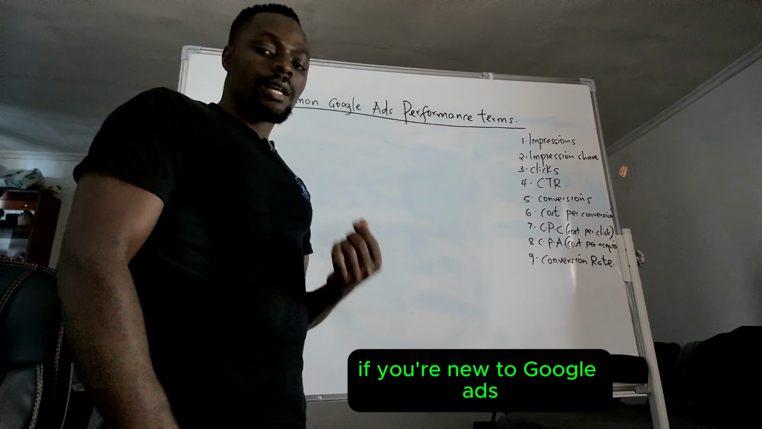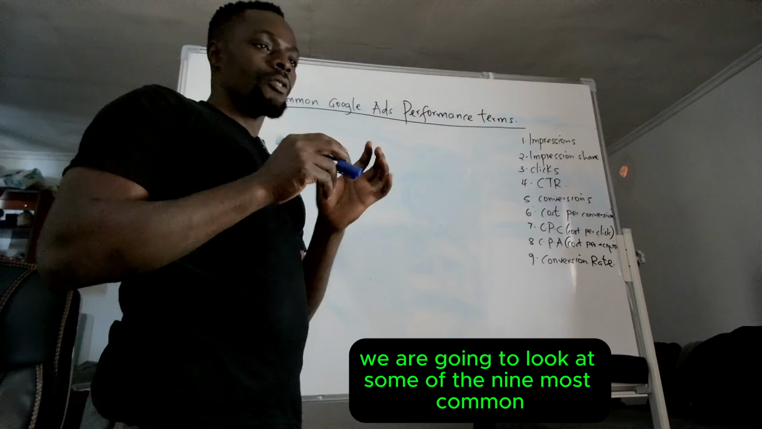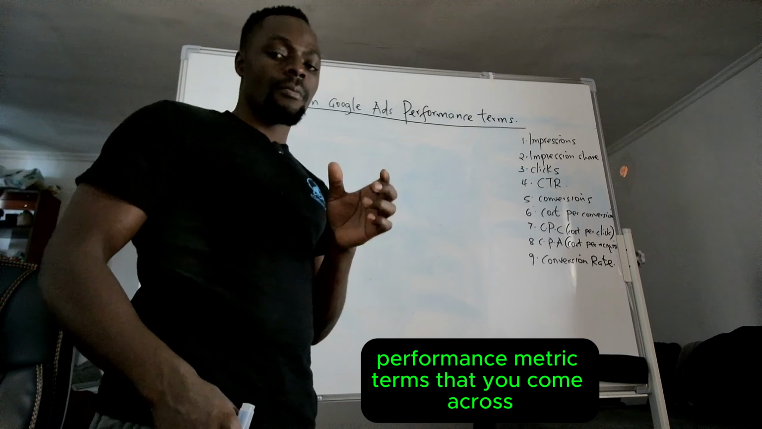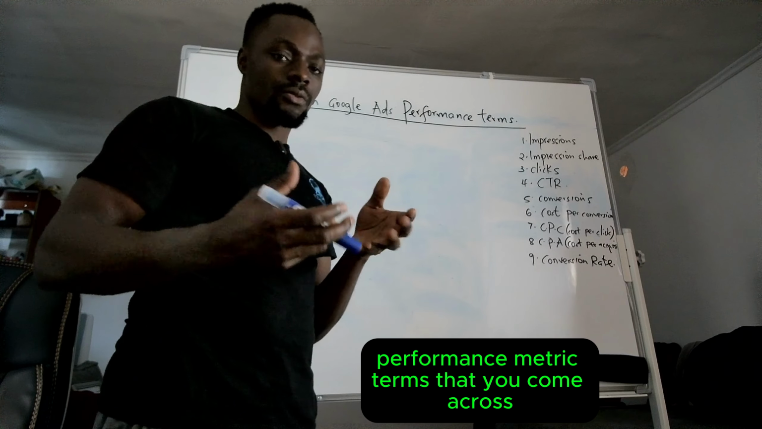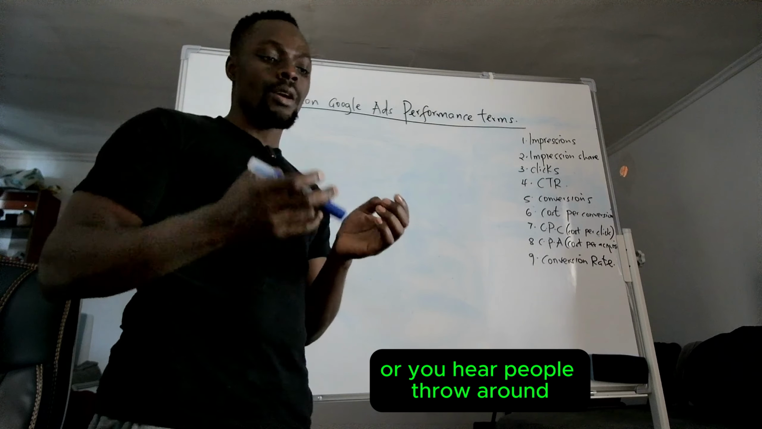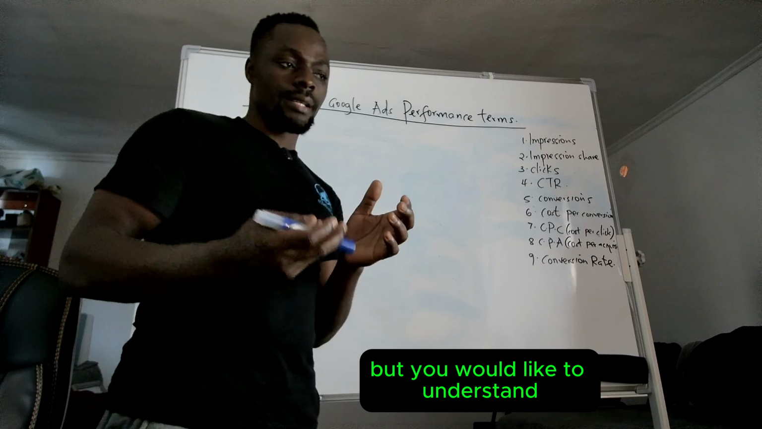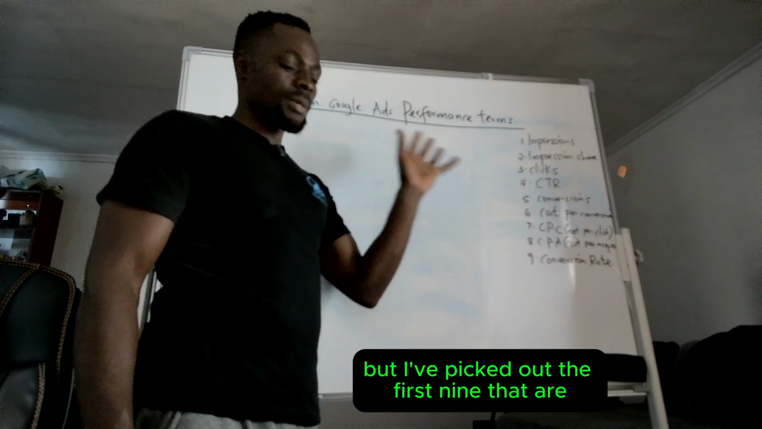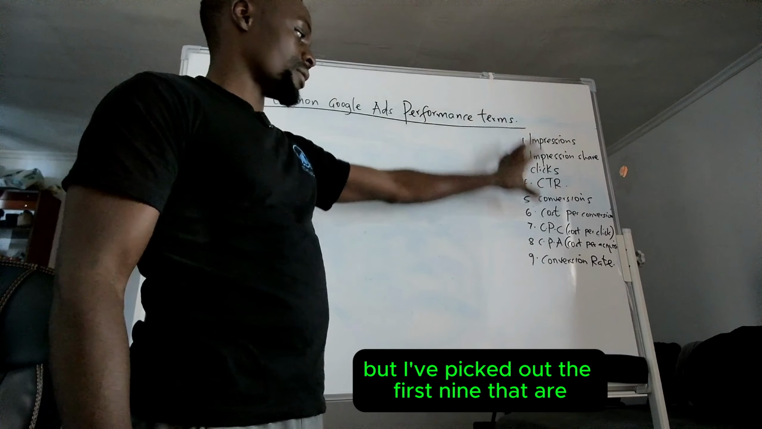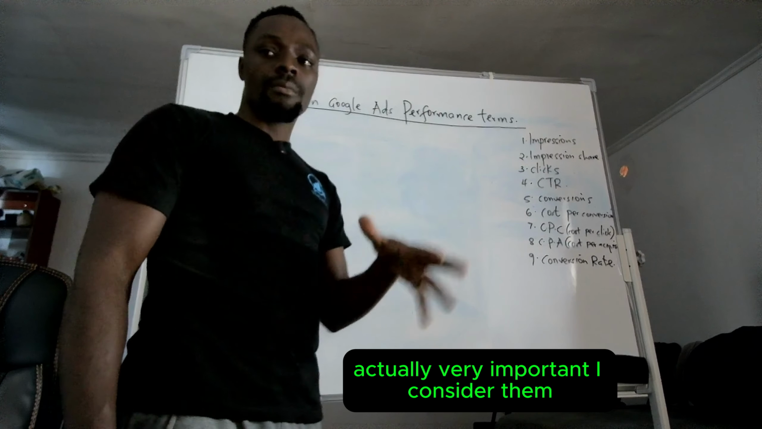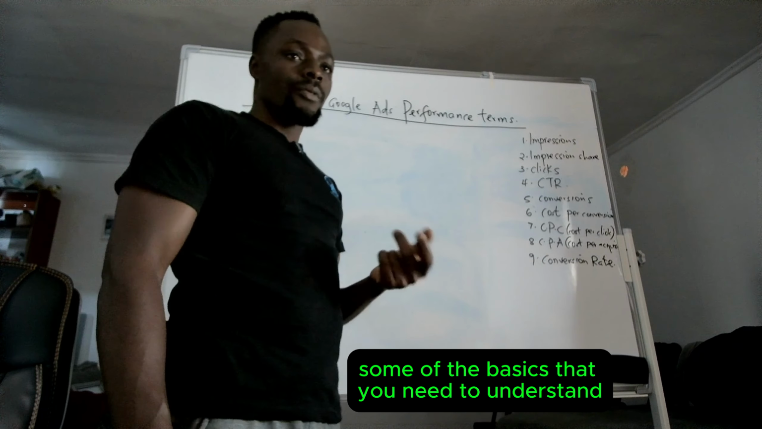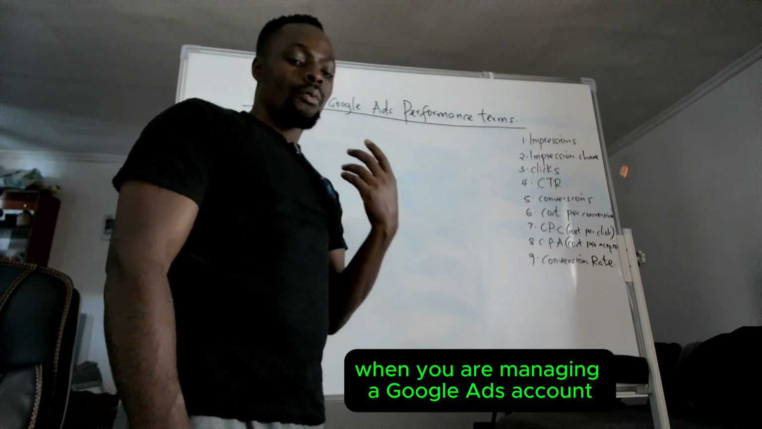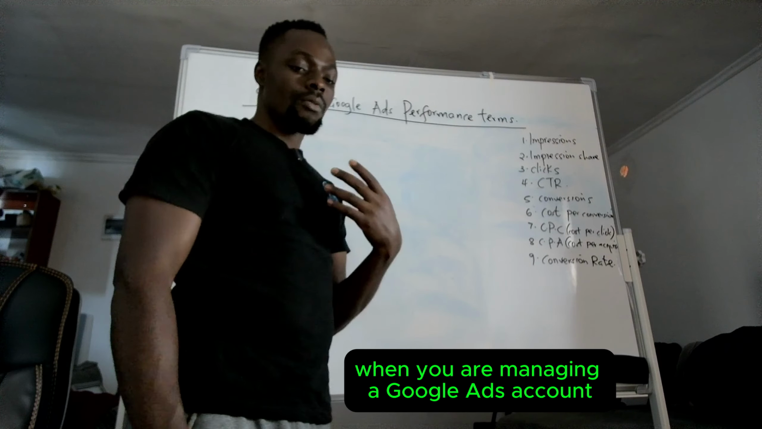If you're new to Google Ads, we are going to look at some of the 9 most common performance metric terms that you come across or you hear people throw around but you would like to understand. There are a lot of terms that are used in Google Ads, but I've picked out the first 9 that are actually very important. I consider them some of the basics that you need to understand when you are managing a Google Ads account.